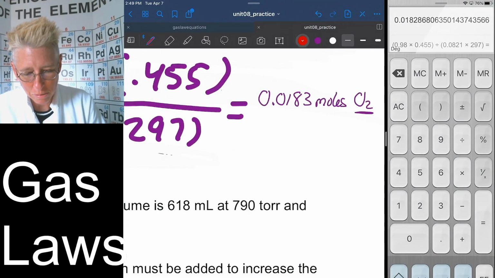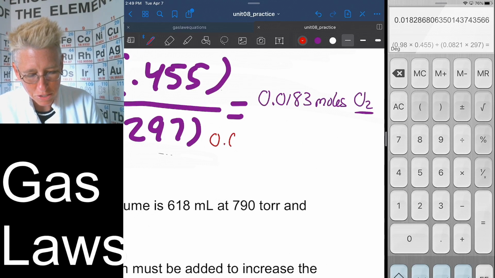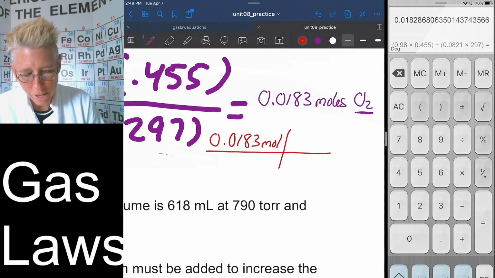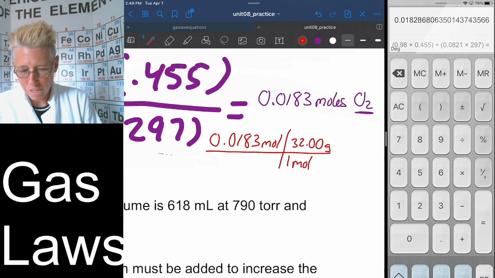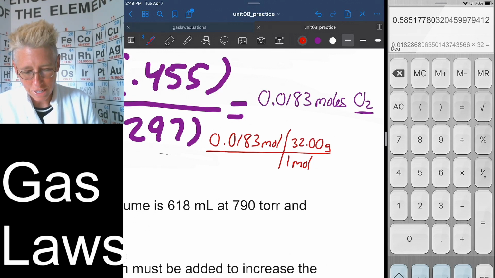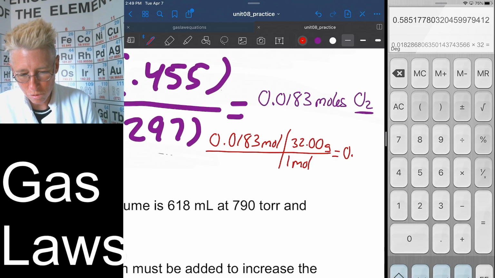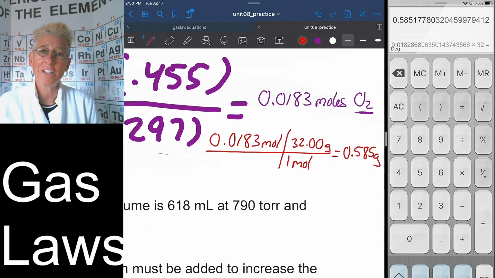So I'll set that problem up. I'm going to take my 0.0183 moles of O2, and I'm going to multiply by the molar mass of oxygen, which is 32. So I'll take my answer that's on the calculator times 32, and I get a gram value for this gas of 0.585 grams of oxygen. And that's it.